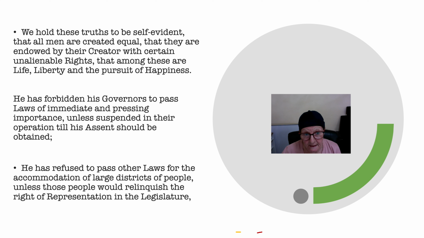He, meaning the English king, has forbidden his governors to pass laws of immediate and pressing importance, unless suspended in their operation till his assent should be obtained. Now, this is where I'm going to tell you how New Zealand, Maori and Australian Aboriginals and all of the natives from the Commonwealth countries are very different from the American Indians, because it says it right here. The king was waiting for assent from the natives to allow Britain to come in and establish laws.